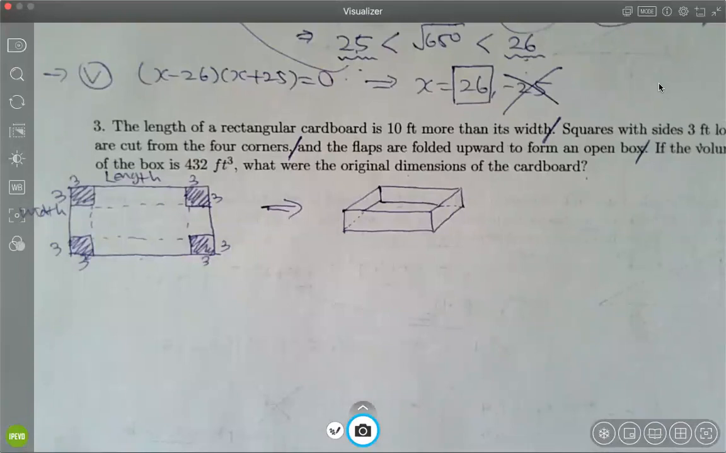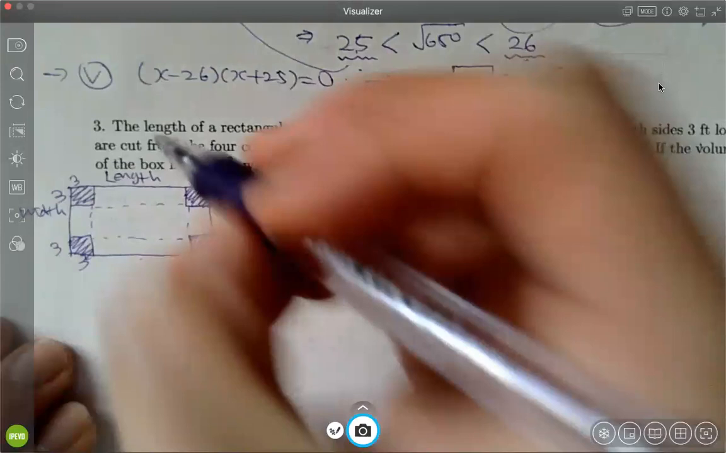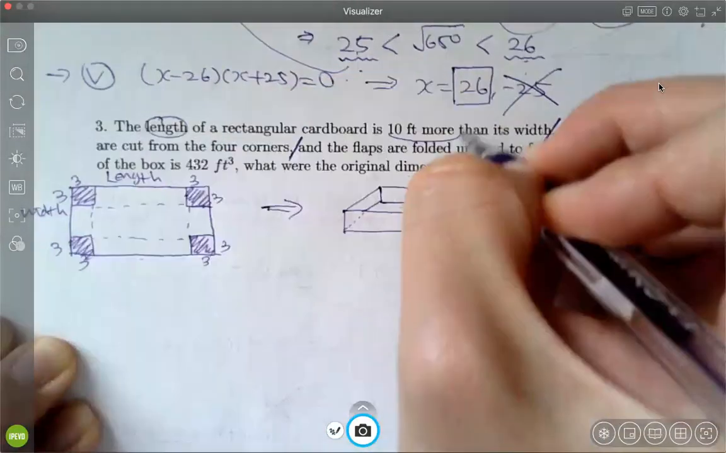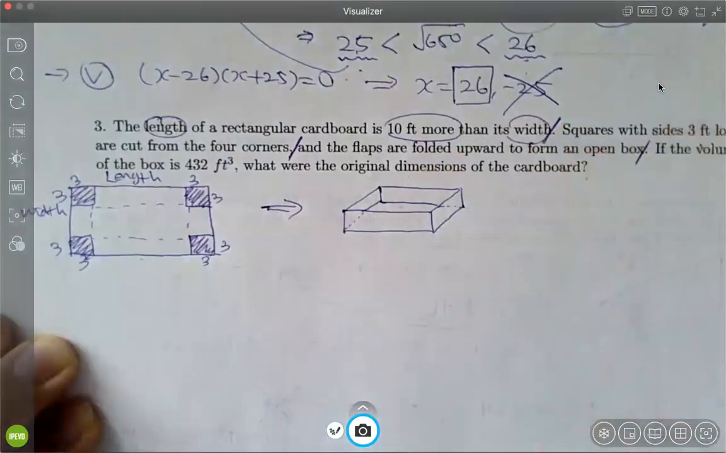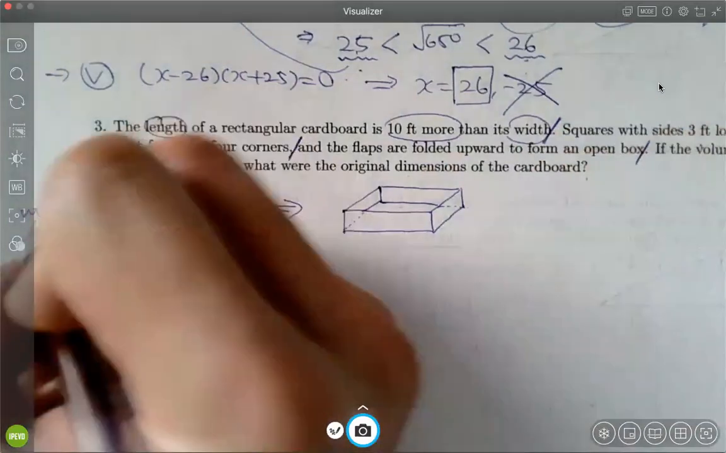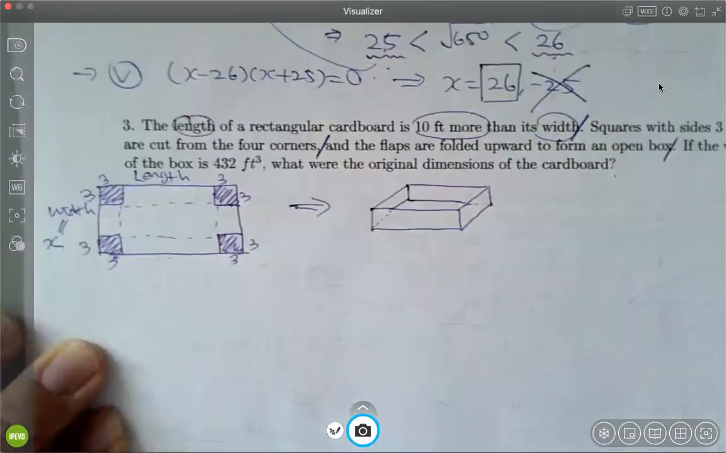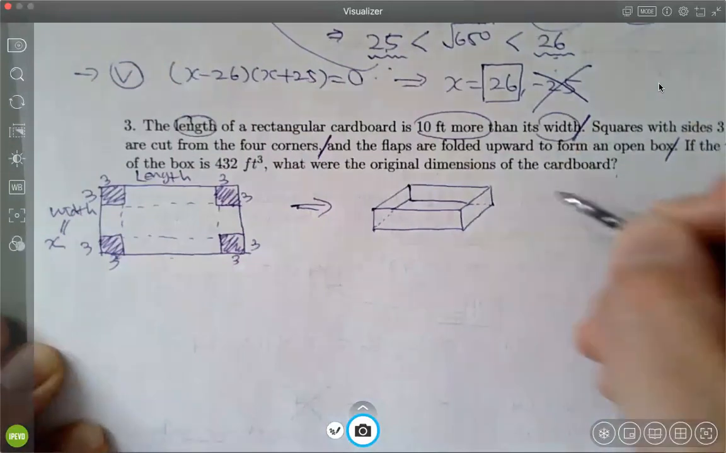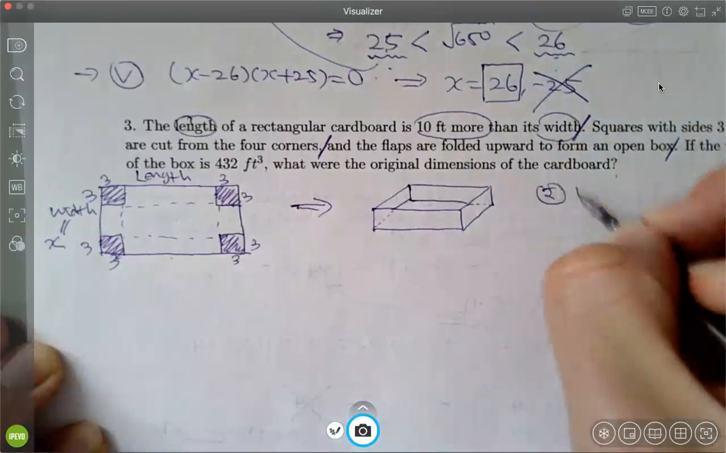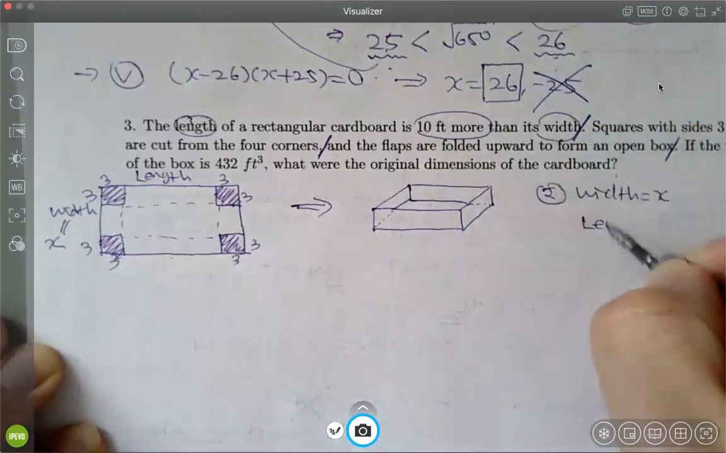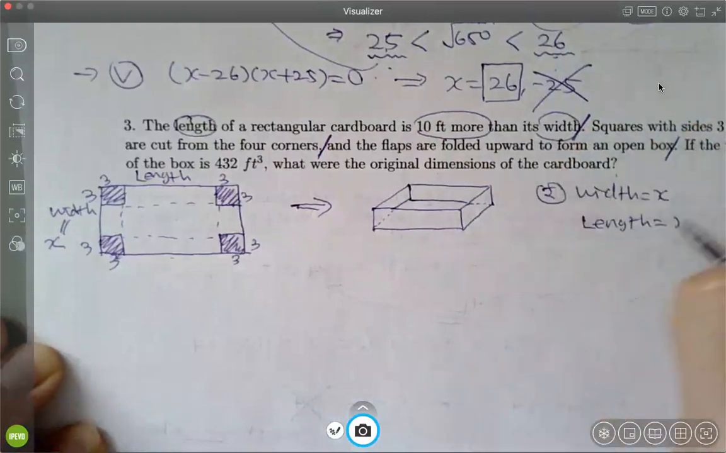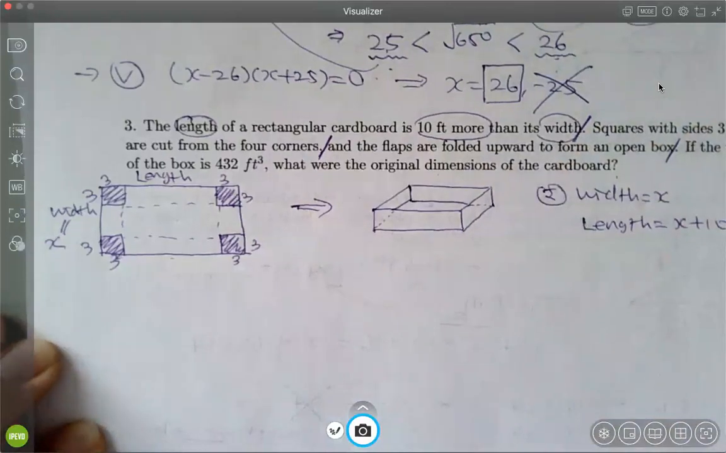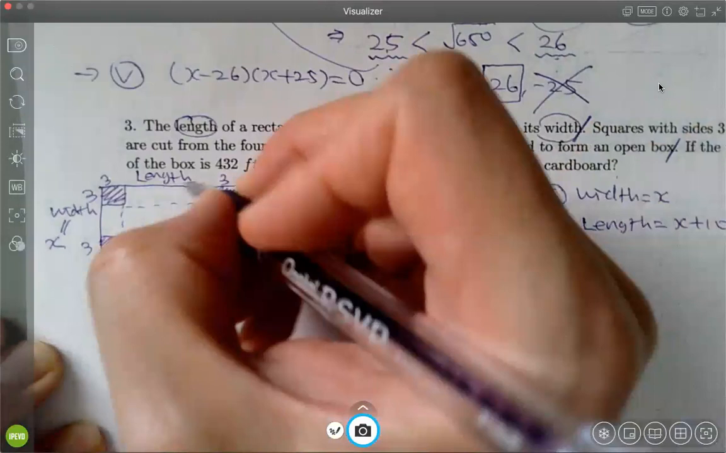The width, yes. Do you see why? It says the length is 10 feet more than the width. Okay, so width is x. So what does that mean? So width is x, so that means the length is what? X plus 10, right? Okay, so we have x plus 10 for this length.